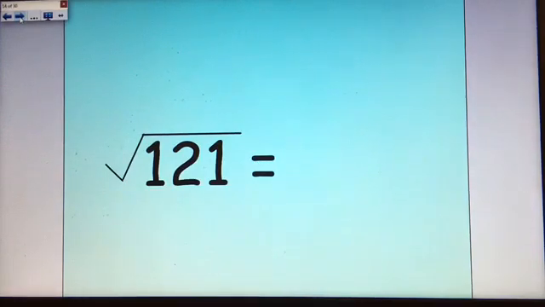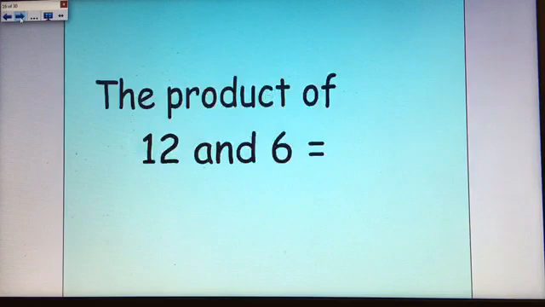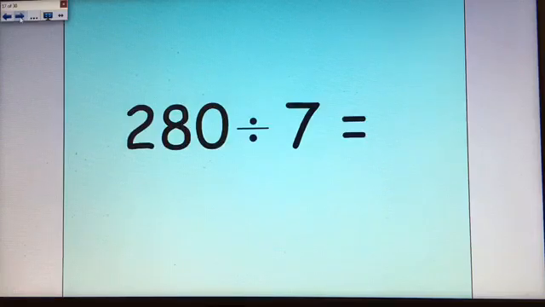Square root of 121 is 11. 1 squared plus 3 squared is 10. The product of 12 and 6 is 72. Remember, product means to multiply. 280 divided by 7 is 40. Remember, 28 divided by 7 is 4, so 280 divided by 7 is 40.